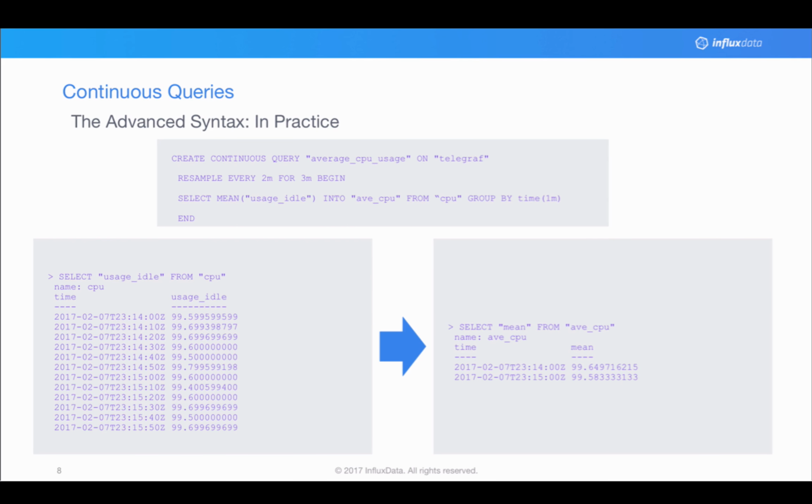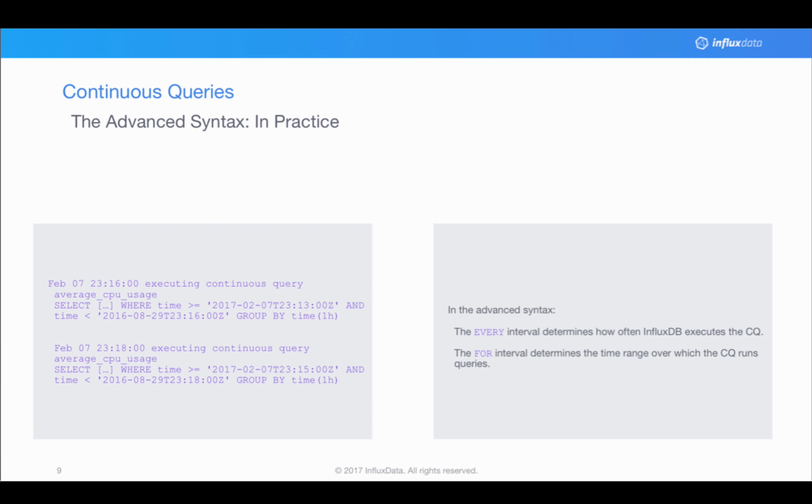So what does resample every for do? Resample every 2 minutes. Every defines how often the CQ runs. And for defines how many minutes of data it runs over. So for 3 minutes means where time is now minus 3 minutes. And we're still going to group that by time 1 minute. And again, in your logs, you would now see the continuous query running every 2 minutes.